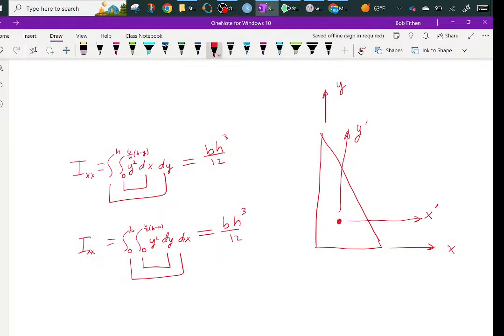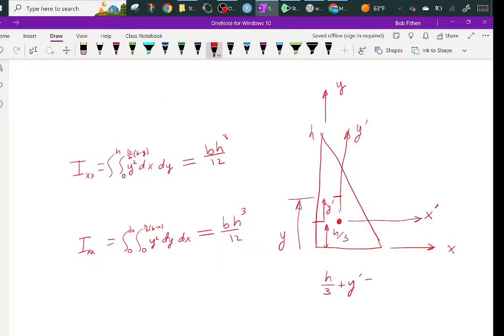Now if you pick any spot, on this you're looking at Y, right? So let's just focus on the Y. If I pick a location here and I say this is Y, then this is Y prime, and this is height over 3. So this means that height over 3 plus Y prime is equal to Y. So suddenly, everywhere I see a Y, I need to insert this into it.